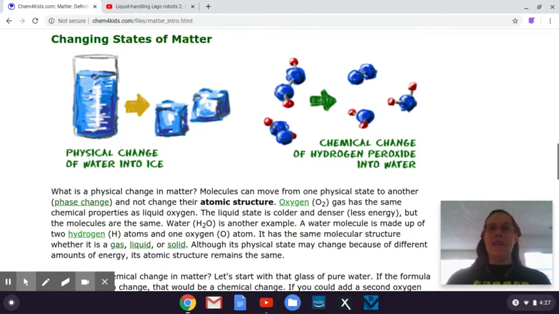Okay, changing states of matter. We will be doing this in tomorrow's video. We're going to look at the physical change between water as a solid, water as a liquid, and water as a gas.